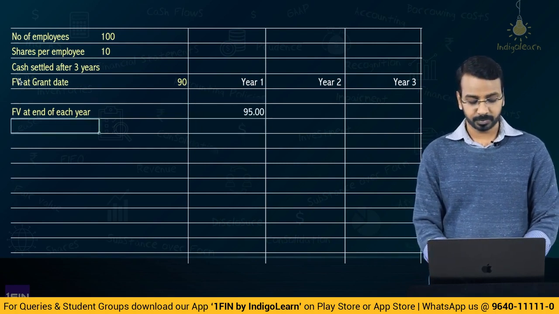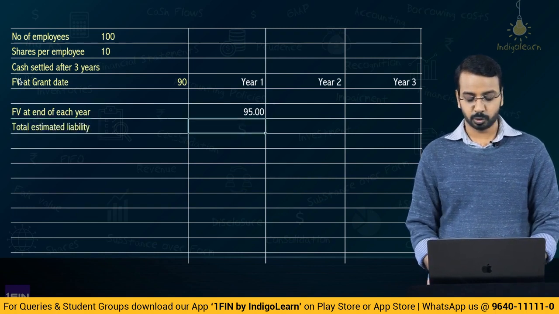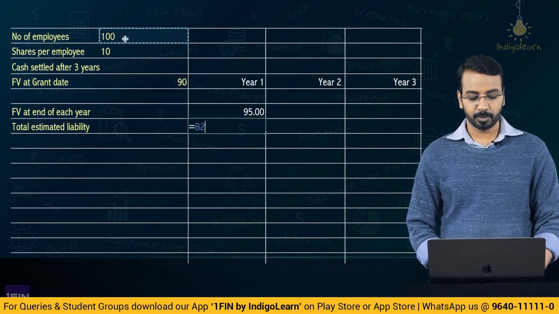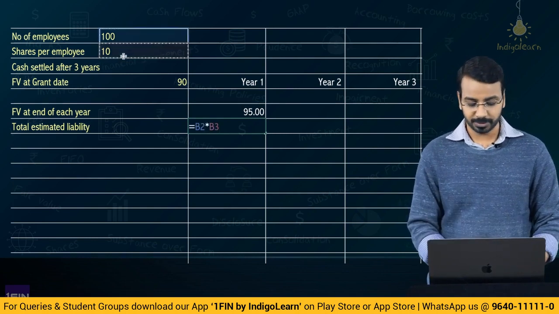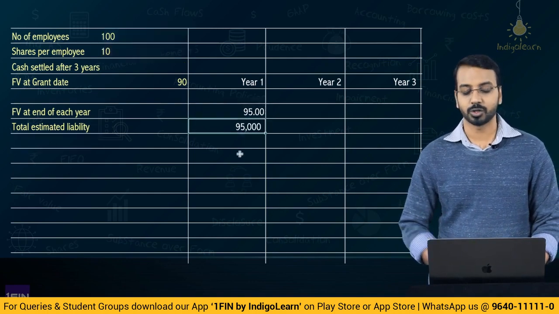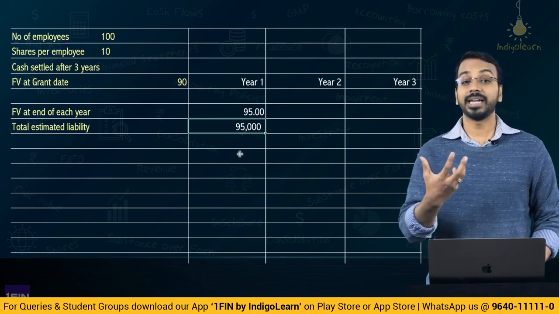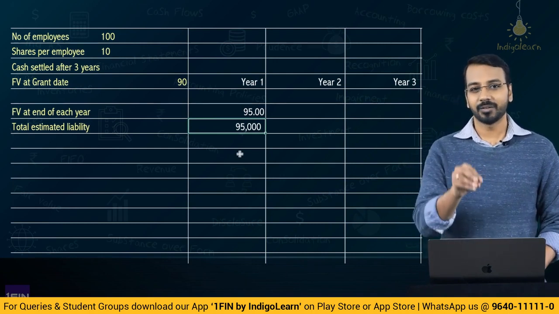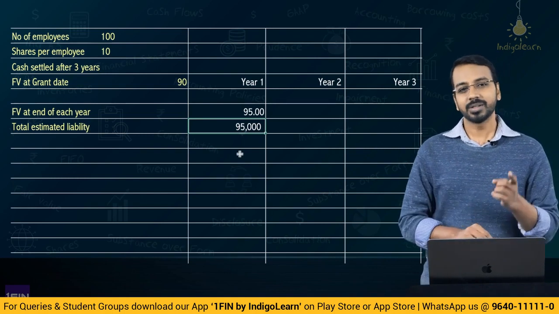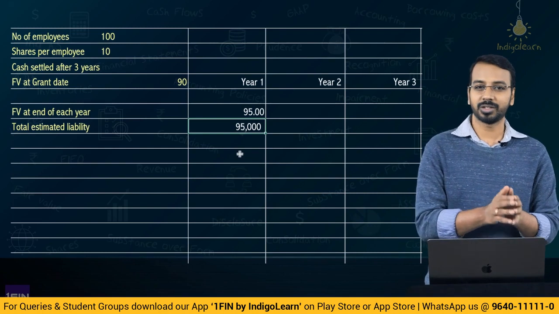Okay. So total estimated liability. How much will be the total estimated liability? Number of employees 100 multiplied by shares per employee 10. So you will issue 1000 shares multiplied by fair value 95, you get 95,000. So the company expects that there will be a cash outflow of 95,000 considering the fair value at the end of year 1. Now is this 95,000 expense for 1 year or for 3 years? This is an expense for 3 years.